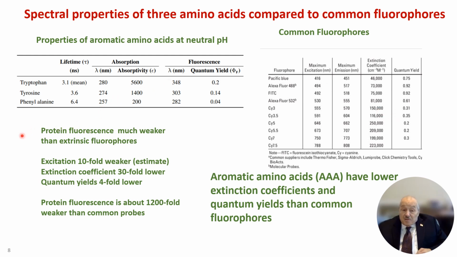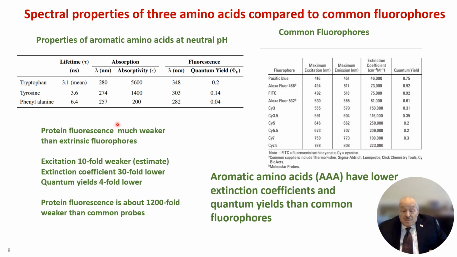When we go over to the three amino acids that we're going to be looking at, we find out that they have rather puny spectral properties. Looking at the extinction coefficients first, they're much smaller. They can be on the order of 5,000 for tryptophan as opposed to 150,000 for Cy5. So the proteins absorb a lot less light. Their quantum yields are generally lower than the commonly used fluorophores, and the excitation wavelengths are shorter.